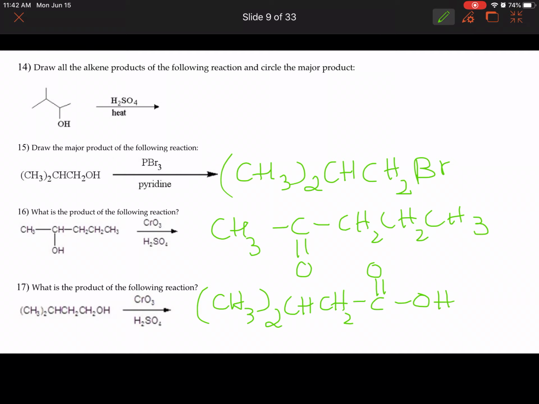Okay, so the previous one could not make it a carboxylic acid because it's a secondary alcohol group. Tertiary alcohol group we cannot oxidize because we have to break a bond, but the secondary alcohol will become a ketone, and the primary alcohol will oxidize all the way to carboxylic acid in the presence of chromic acid and sulfuric acid, which is also called a Jones oxidation.